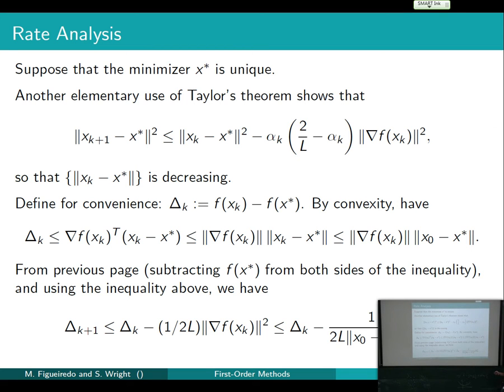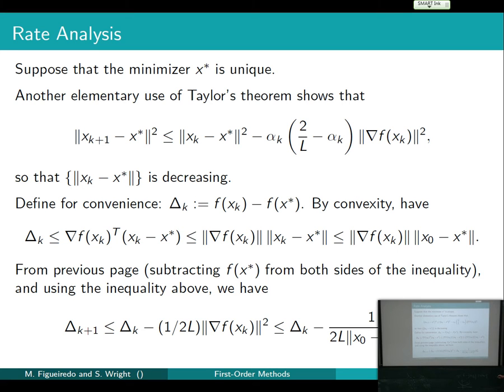So again, this is very similar to the argument on Francis's slide. We can see, first of all, that you're always getting closer to the solution with every step, because this is just 1 over 2L. So the distance is always shrinking to the solution set. That's good news. Now I'm going to introduce delta_k as the non-optimality measure in the function f. So this is the distance between f of x_k and its optimal value.